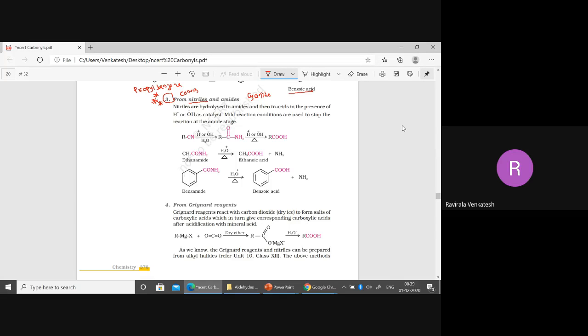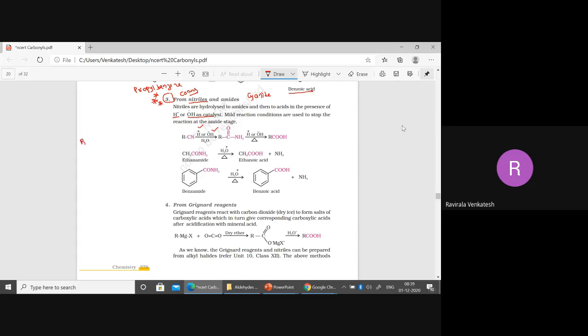It is very simple to identify. I will explain this one by taking one example. It can be done with acidic hydrolysis or basic hydrolysis. If you use H plus, that is called acidic hydrolysis. If you use OH minus, that is called basic hydrolysis. Now let me see how acidic hydrolysis looks.